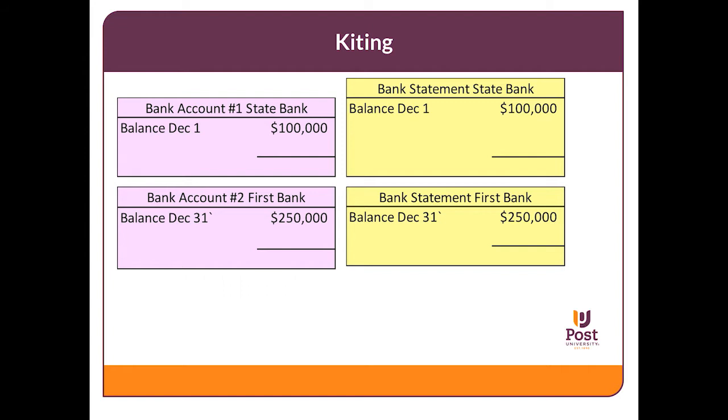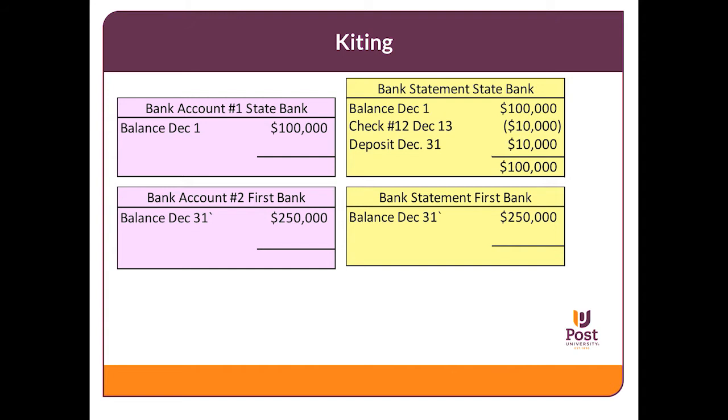Here is an example of kiting used to conceal a fraud. Let's assume the company has two accounts. On December 13, bookkeeper John Jones writes check number 12 from the state bank account to himself for $10,000 and cashes it. The check is not recorded in the company records but will clear the bank.